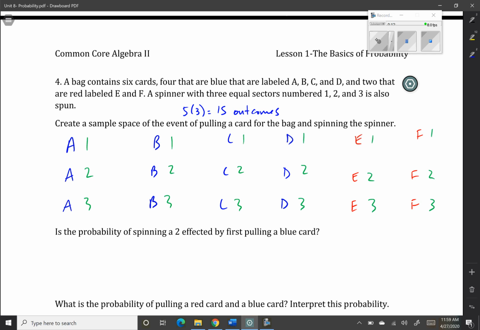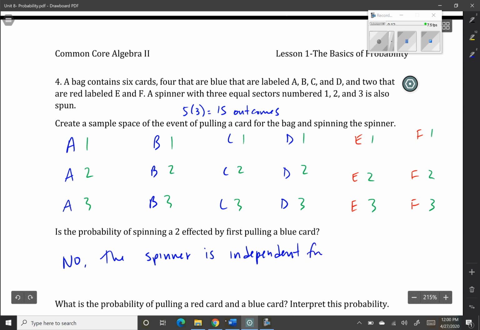The answer to that is no. The spinner is independent from the cards. So this is starting to get us into the thinking of probabilities that are affected by each other. There are some probabilities that are affected by each other and others that are not. For example, the probability of it raining today is not affected by whether or not I ate breakfast this morning, right? Those are independent events.